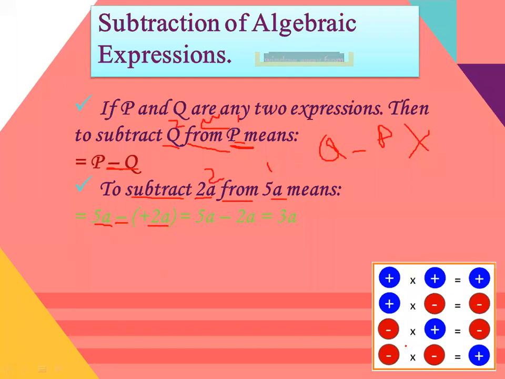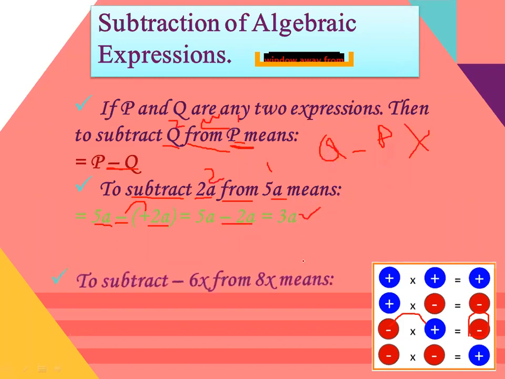Okay, now sign multiplication. Minus plus means minus. So if you are going to multiply this minus with plus, minus plus will be minus, so simply you will write 5a minus 2a. So 5a minus 2a will be 3a. Okay, now let's go to the next example.